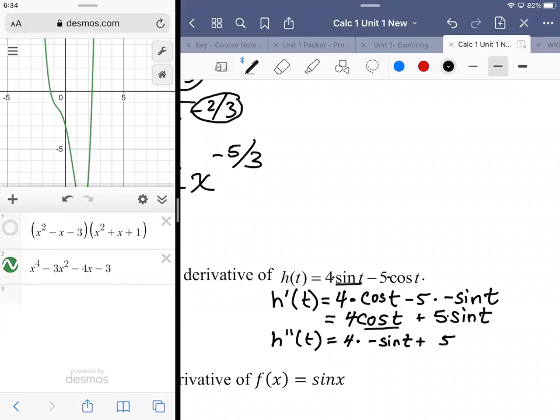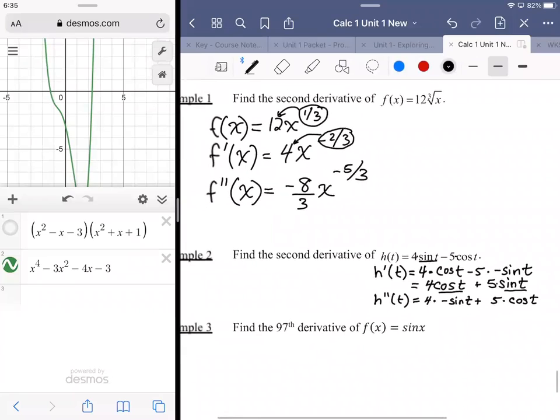Hang on to my multiple of 5, multiply by the derivative of sine of t, which is cosine of t. Then feel free to leave it like this and don't worry about simplifying, right? There will come times and places and situations where you'll feel the need to simplify for your own benefit, but you don't need to do it for my benefit unless I explicitly say, find the derivative and simplify. Okay.